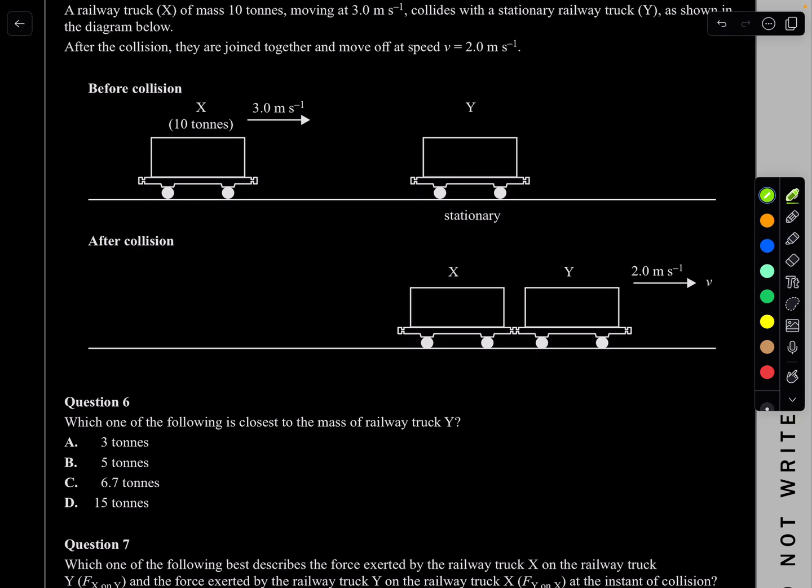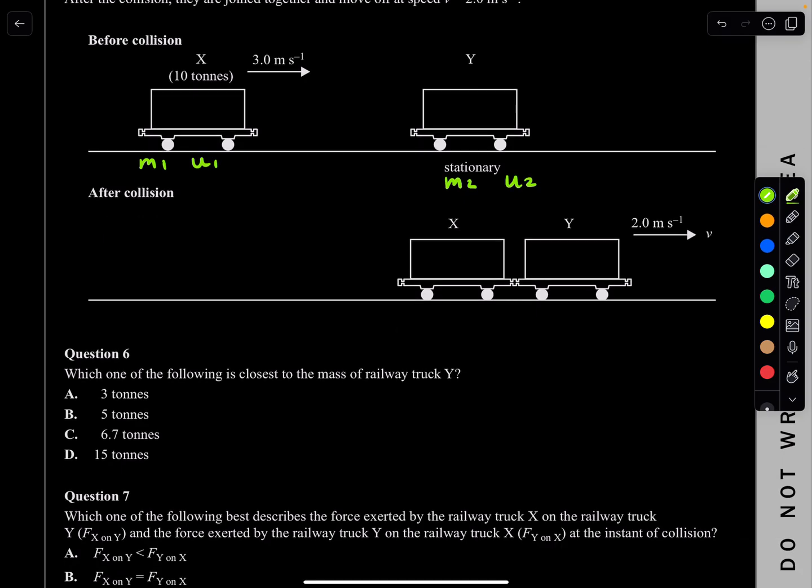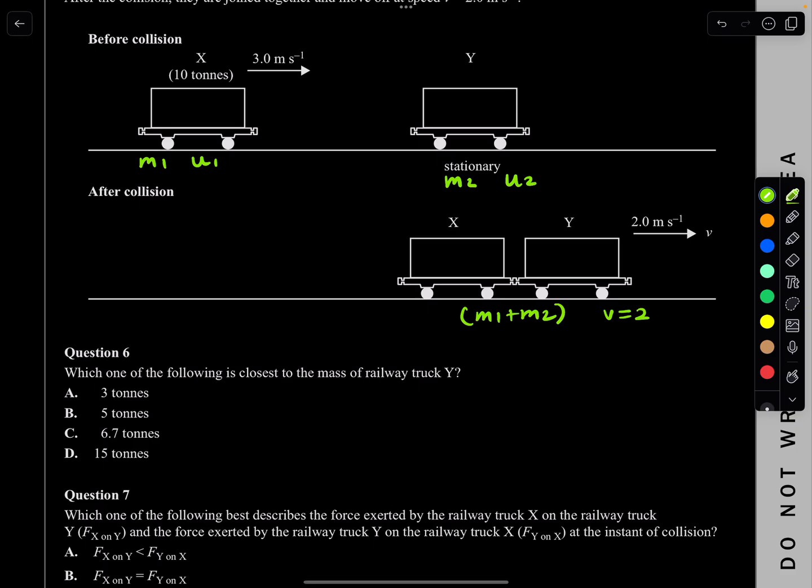Easy. So let's consider this as M1, U1, well, the initial velocity, and this as M2, U2. In this case, U2 is 0. And this here, because they're both joined, it's going to be M1 plus M2, that's their masses, and also your final velocity is 2. So equating all these, because remember it's the conservation of momentum, we know that M1 times U1 plus M2 times U2 is equal to M1 plus M2 times V, V final.